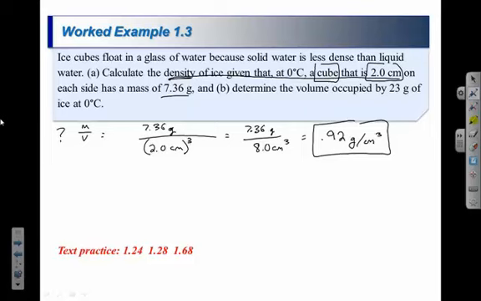That's part A. Part B, we want the volume if we had 23 grams. In part B, it doesn't tell us what units to use, so we can use whatever units are most convenient to us for volume. What's the most convenient unit to use for volume? Probably centimeters cubed, because I've already got some information involving that unit.